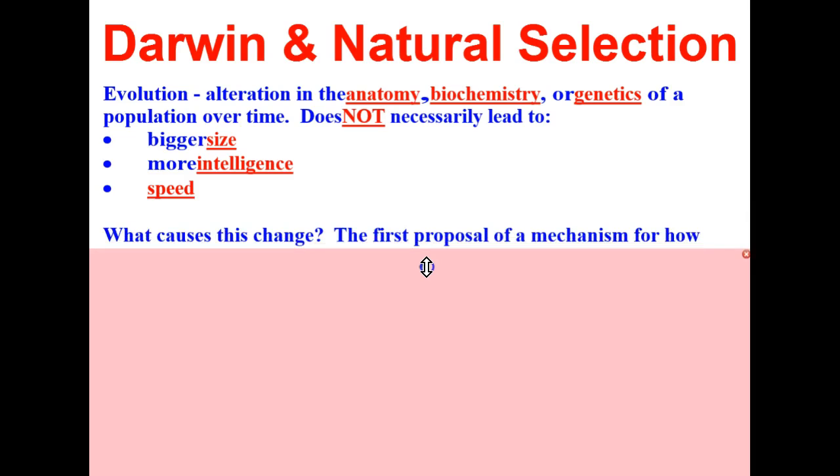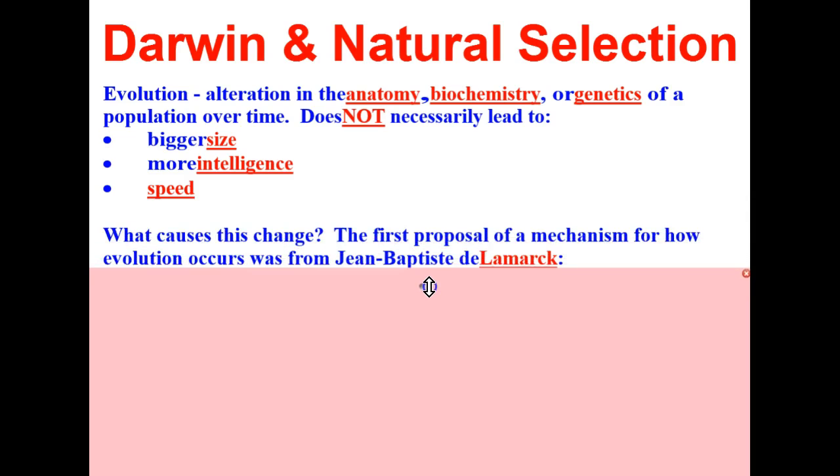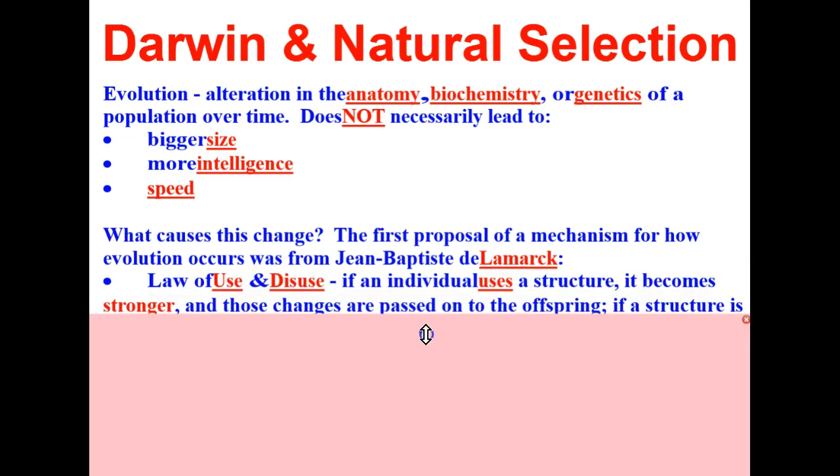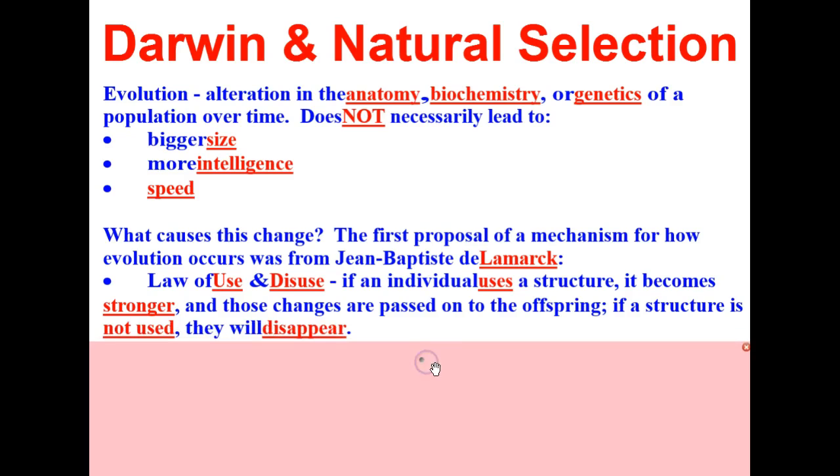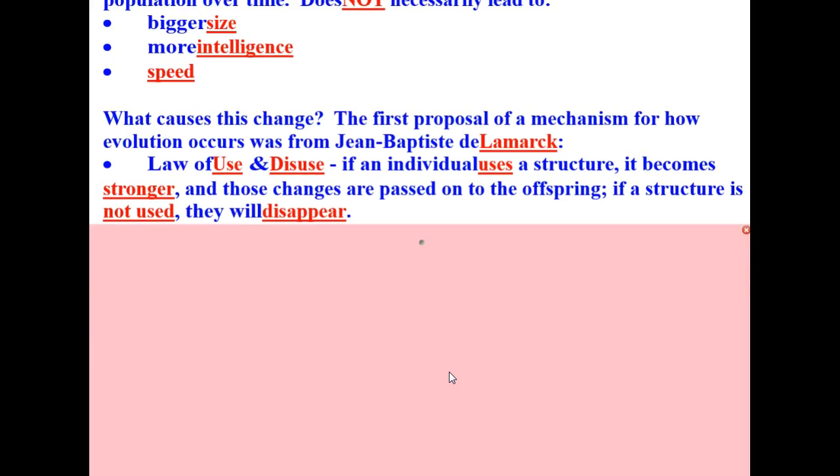What causes this change? The first proposal of a mechanism for how evolution occurs was from Jean-Baptiste Lamarck. He came up with two ideas. The first was the law of use and disuse. If an individual uses a structure, it becomes stronger, and those changes are then passed on to the offspring. If a structure is not used, it will disappear. So this was Lamarck's first idea, the law of use and disuse.